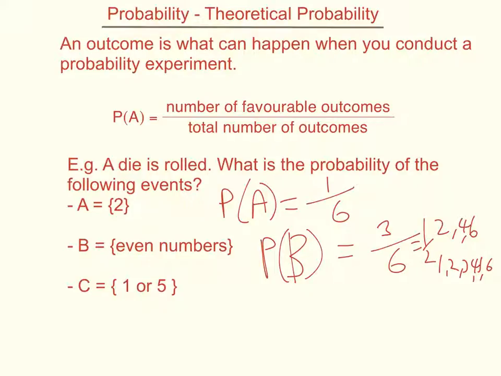The last one, C equals 1 or 5. The probability of getting event C is equal to 2 numbers, the 1 or the 5, out of the 6 altogether, and that cancels down to a third.